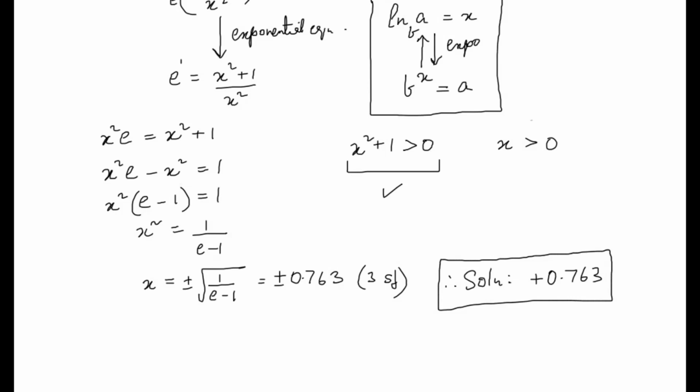There is no half marks, right, on your 9702 paper 3. So just be very careful. Check the domain and also verify your answer with the original equation.